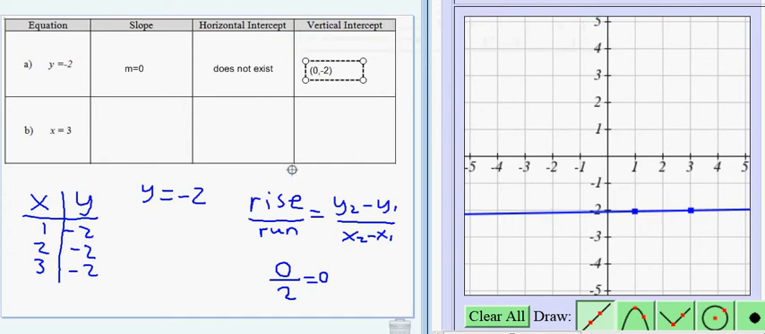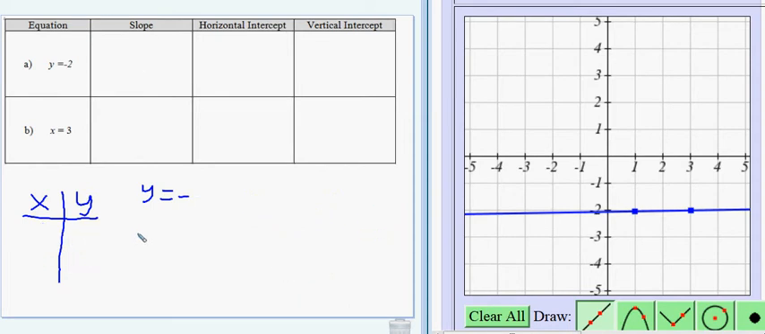The next example is almost the same, except I'm given x equals 3 as an equation instead of y equals -2. Let me clear this out a little bit to give myself some room to write, and I'm going to do the next problem.